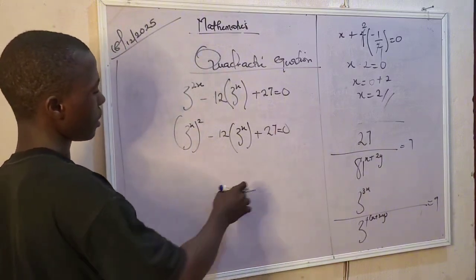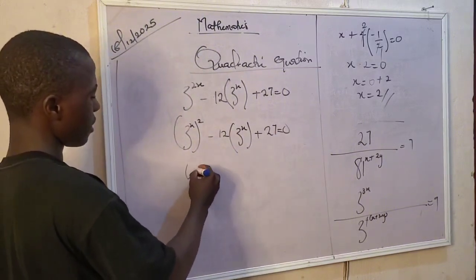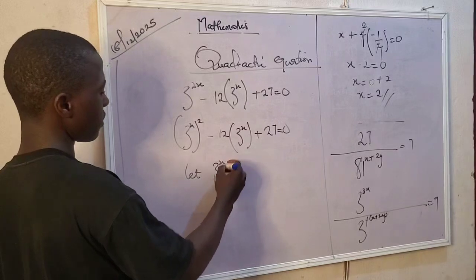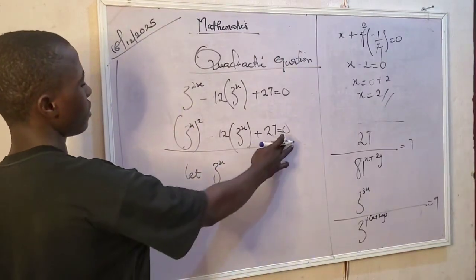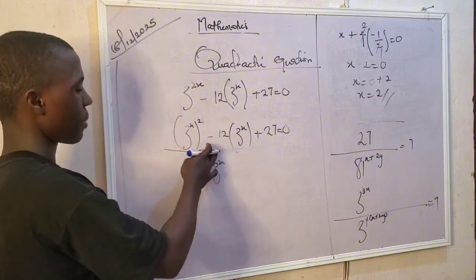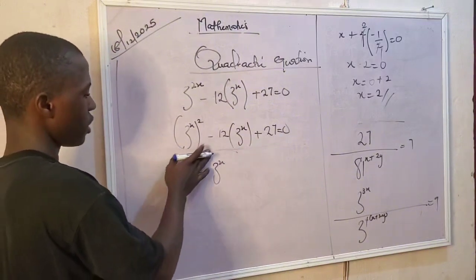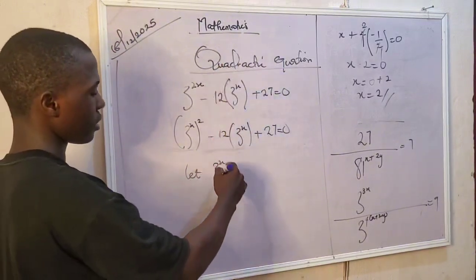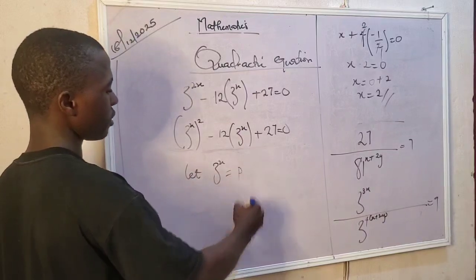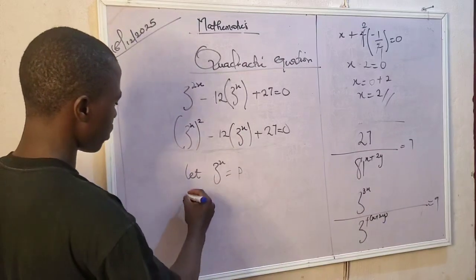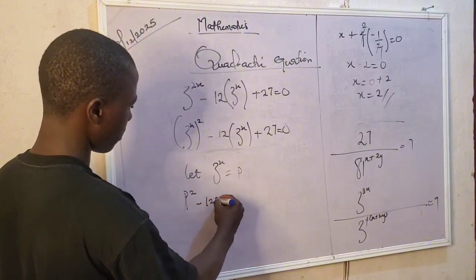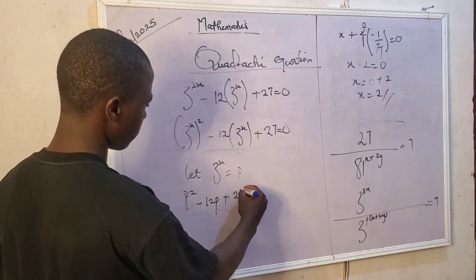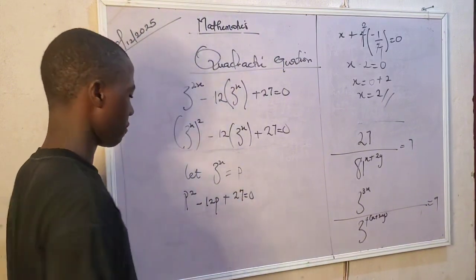So what I'm going to do here now is select 3 raised to x, because ordinarily we can't solve this quadratically. There is no way. So instead of wasting your time and racking your mind on how to go about it, you let the value of 3 raised to the power of x be p. So this becomes p squared minus 12p plus 27 equals 0.